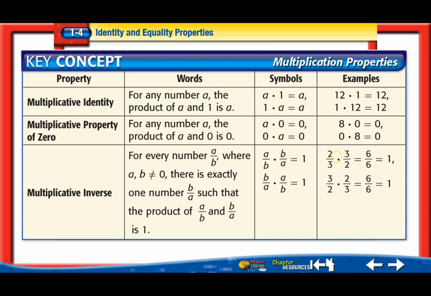So 2/3 times 3 over 2 equals 6 over 6, which equals 1. Same thing, 3 over 2 times 2 over 3 is 6 over 6, which equals 1. So when we have fractions is where this multiplicative inverse comes in really handy.